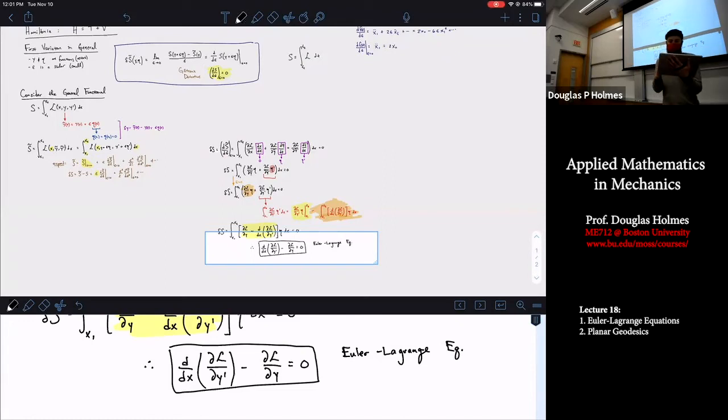Any Lagrangian that can be written in the form with one independent variable, one dependent variable, and one derivative of that dependent variable, you can plug that into the Euler-Lagrange equations, and what you'll get out is a second order ordinary differential equation for the unknown function y of x.